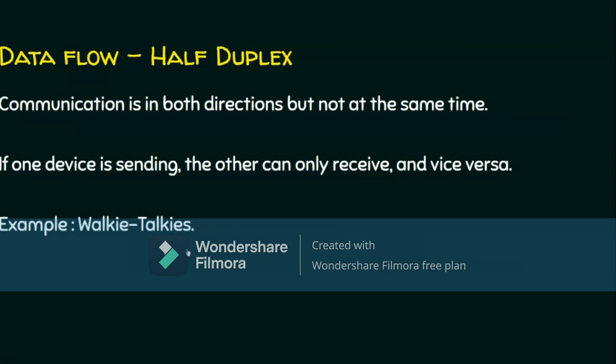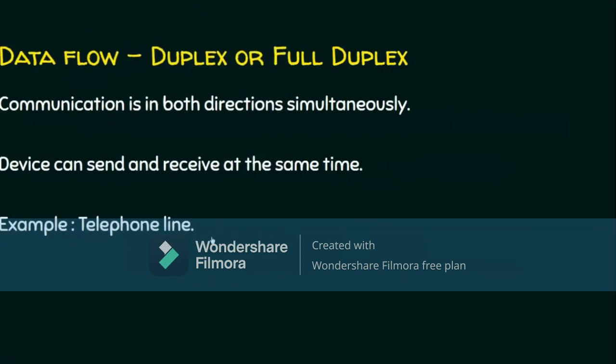Now we shall see what is full duplex or simply duplex. In the previous case, that is half duplex, communication happened in both directions but not at the same time. Whereas in full duplex, communication can happen in both directions simultaneously. It means devices can send and receive data at the same time. Example, telephone line. We can talk as well as listen simultaneously in a telephone line.